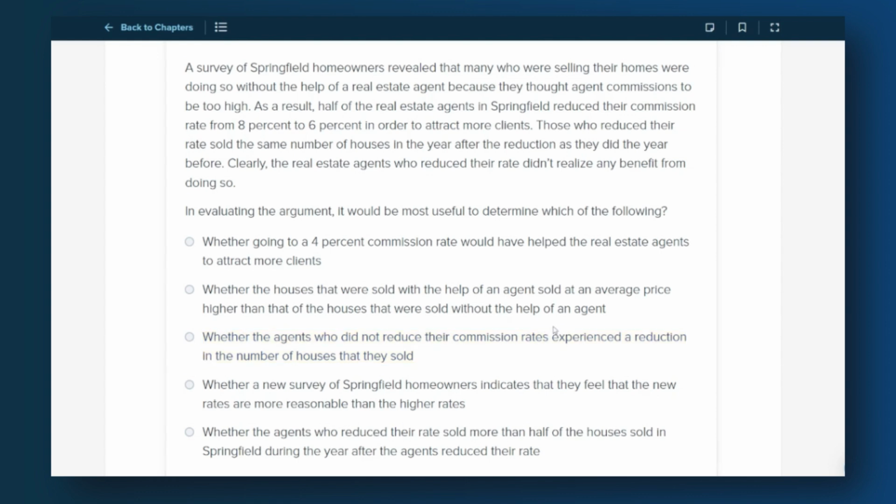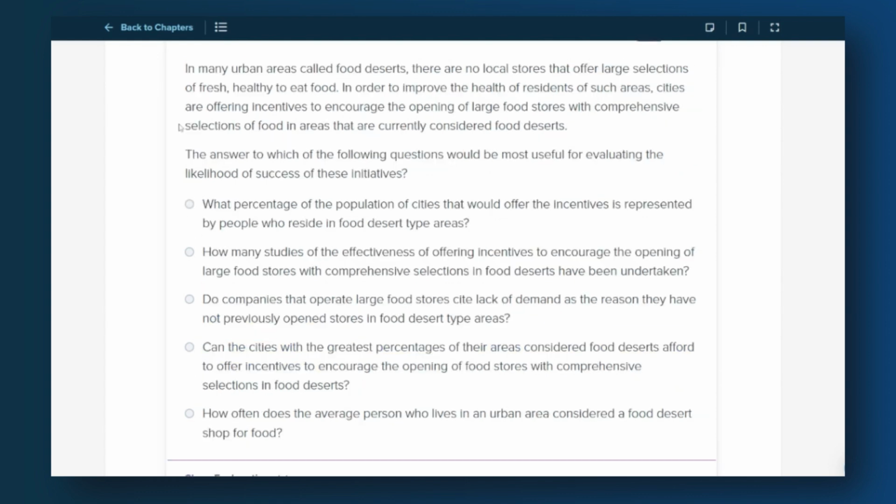Let's do one more question. In many urban areas called food deserts, there are no local stores that offer large selections of fresh, healthy to eat food. In order to improve the health of residents of such areas, cities are offering incentives to encourage the opening of large food stores with comprehensive selections of food in areas that are currently considered food deserts. The answer to which of the following questions would be most useful for evaluating the likelihood of success of these initiatives?